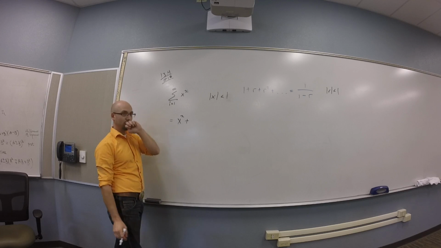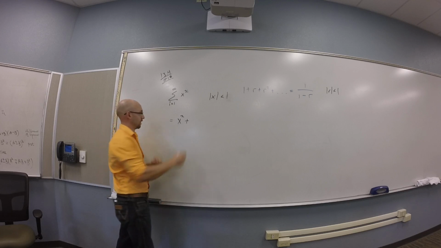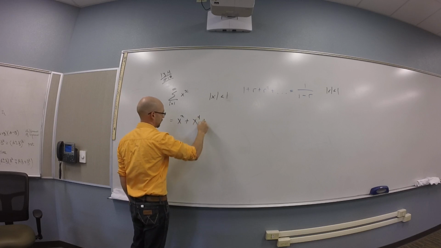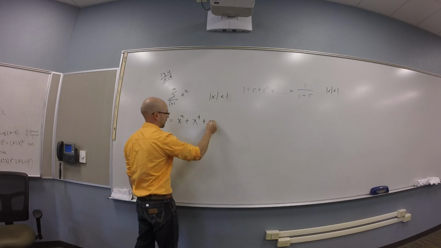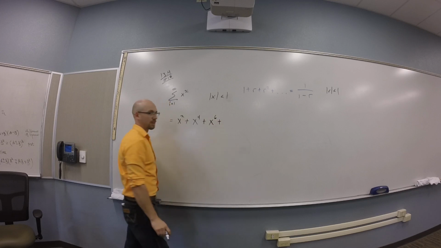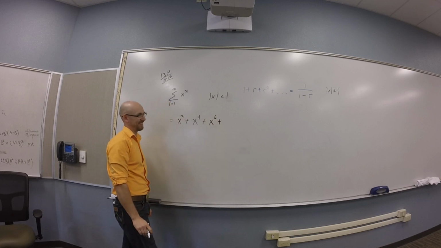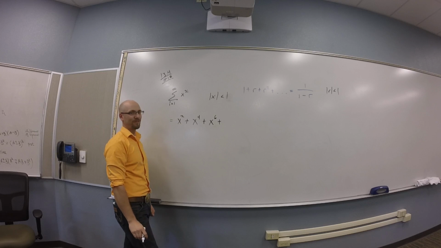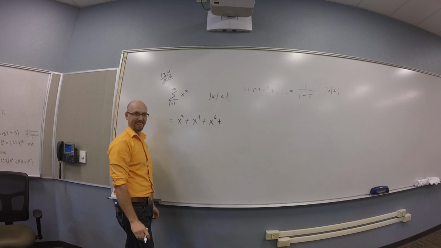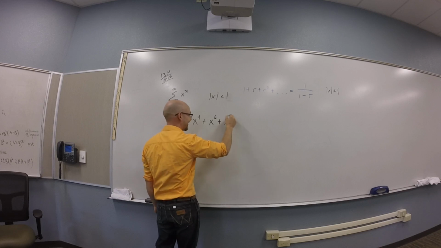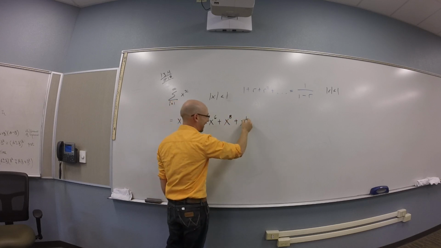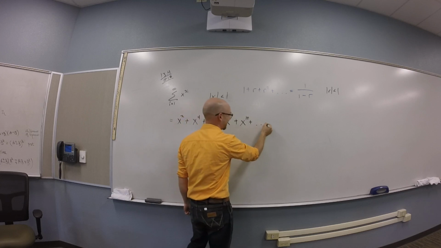What do you get when i is 2? x to the 4th. And then the next one is x to the 6th, because exponent rules, or because 2 times 3 is 6. You do that first. And then the next one is x to the 8th. And the next one after that is x to the 10, and so on.